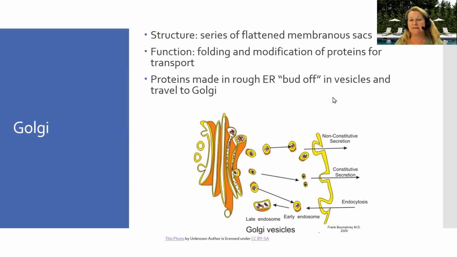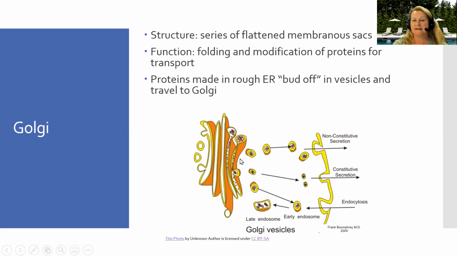By the way, proteins made in the rough ER will bud off in little vesicles that will pinch themselves off from the rough ER filled with the protein. Then the protein travels to the Golgi, and that vesicle melds with the membrane of the Golgi, and then the Golgi can modify, like glycosylate, which means add a sugar, make different modifications to that protein. And once that protein's ready, it will bud off in a vesicle from the Golgi.